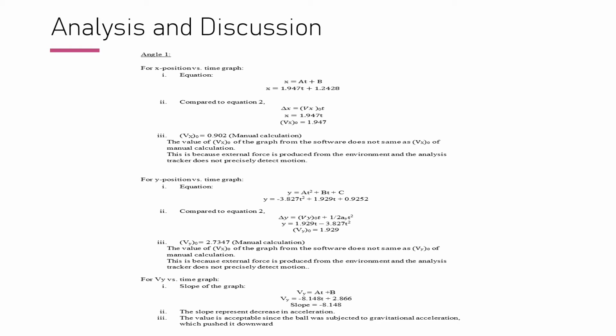For the y position versus time graph, Vy0 equals 2.7347 from manual calculation. The value of Vy0 from the software graph is not the same as Vy0 from manual calculation. This is because external force is produced from the environment and the Tracker analysis does not precisely detect motion. For Vy versus time, the slope represents the decrease in acceleration. The value is acceptable since the ball was subjected to gravitational acceleration, which pushed it downward.